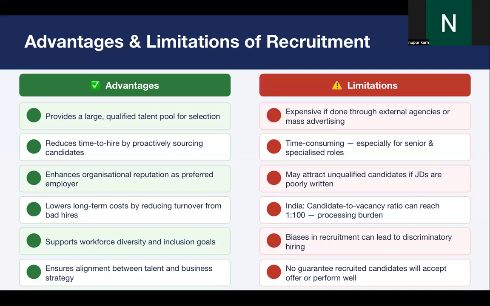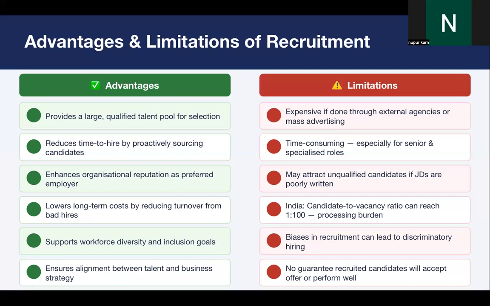May attract unqualified candidates if JDs are poorly written. If job descriptions are not written properly, it may attract unqualified candidates. So there are also chances that if your process is not effective, or JDs are not written properly, it may attract unqualified candidates, and they will not be a fit for the organization. In that case, you will incur a huge amount of loss. Candidate to vacancy ratio can reach 1 to 100. Processing is also a processing burden.